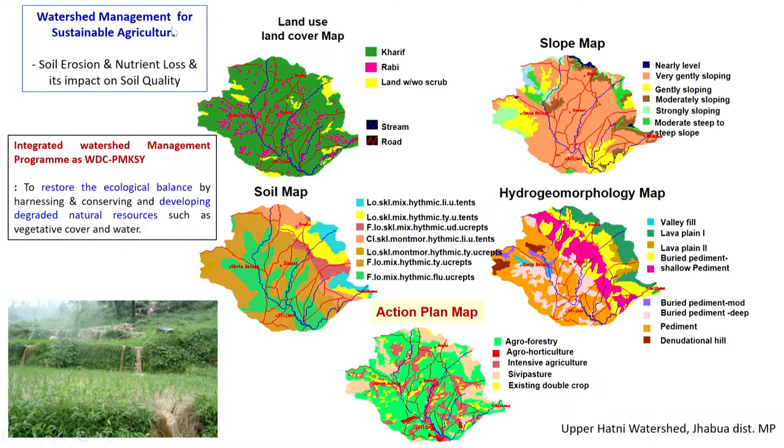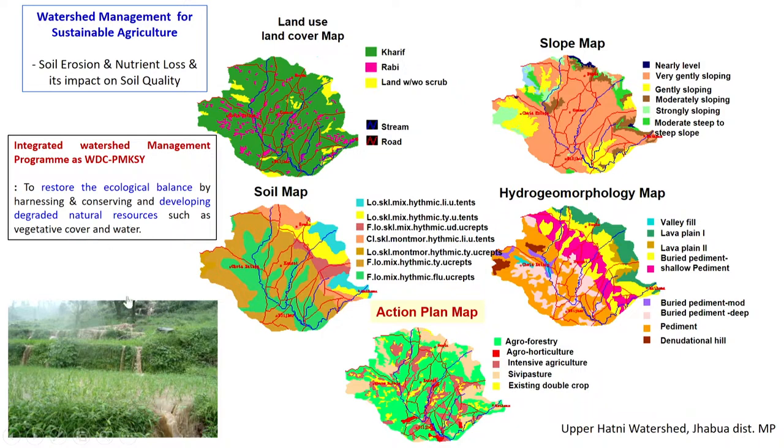Watershed management is done for sustainable agriculture. In India, the integrated watershed management program is being run in the entire country in various states, and the major purpose is to restore the ecological balance by harnessing and conserving degraded natural resources such as vegetation cover and water.